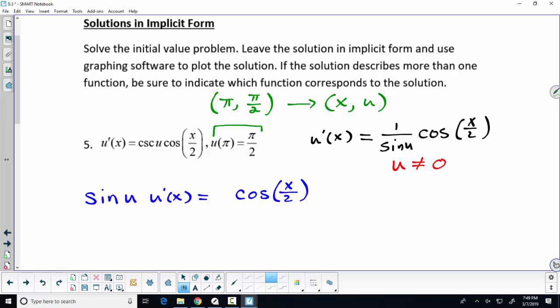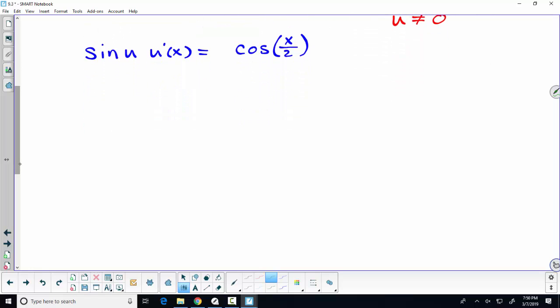So we could say sine of u is 0 when u is 0, when u is pi, 2 pi, et cetera, but do we need to go out that far? Do we need to consider pi and 2 pi and all of those other ones? No, because our initial condition has u at pi over 2. It's just that that's where that particular point is as a solution to this differential equation. Okay, so u can't equal 0. We'll remember that as we chug along.